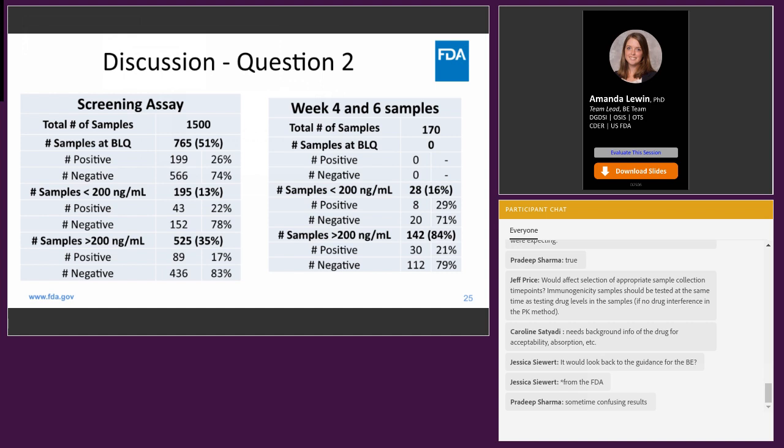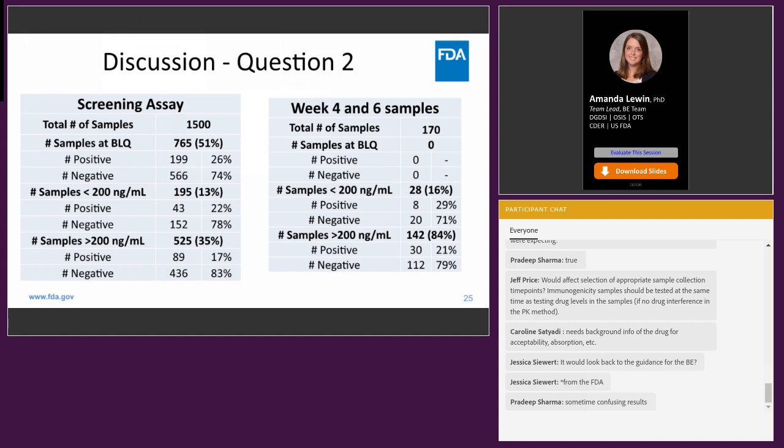So another caveat to this data set is that in this first table, samples with drug concentrations below the limit of quantitation were actually from course 1, day 1 pre-dose samples. So these were subjects that had not been dosed with either drug product yet, or they were samples from your end of study follow-up.